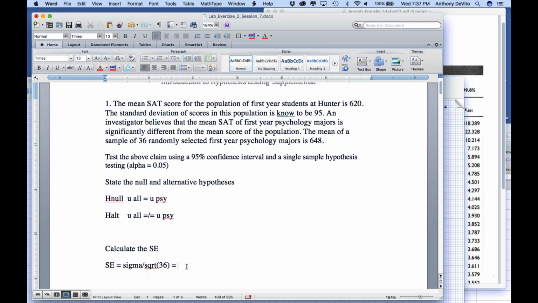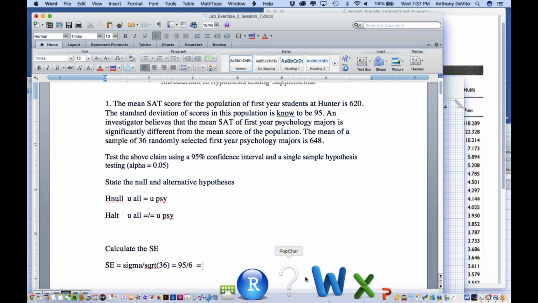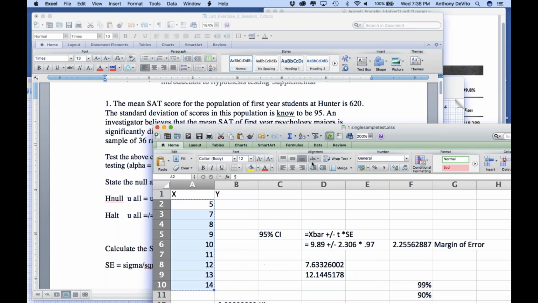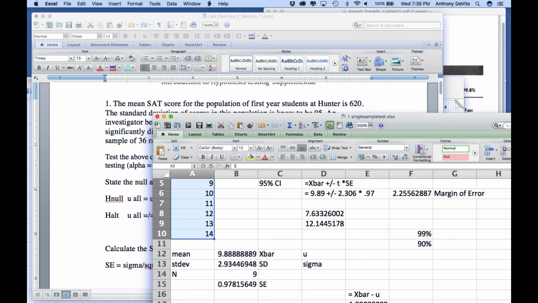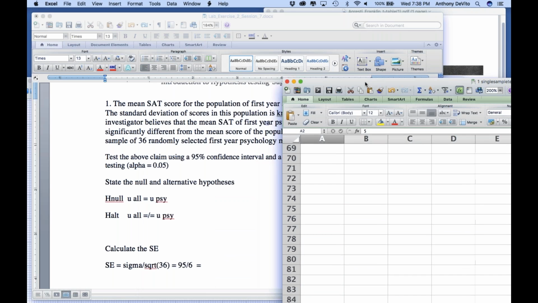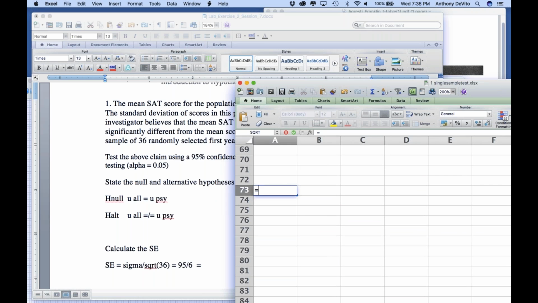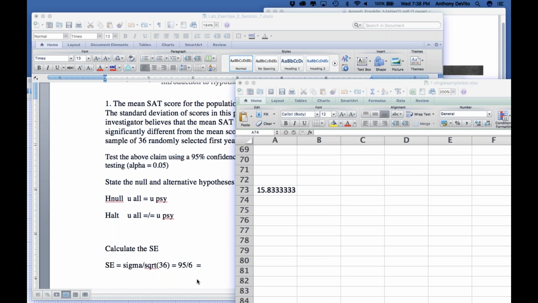where is it up here? It's 95 divided by the square root of 36, or 6. It's going to be divided by 6, right? So let me go over to Excel and calculate it here. I'll get a little bit fresh area over here. So it's equal to 95 divided by 6. So our standard error is equal to 15.883.